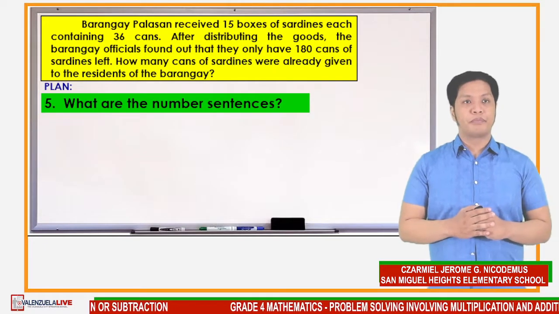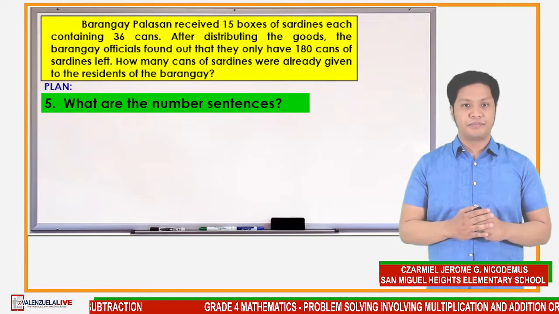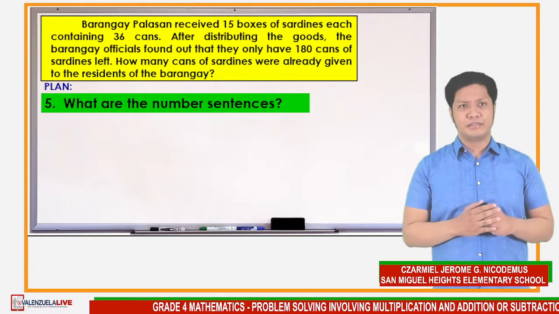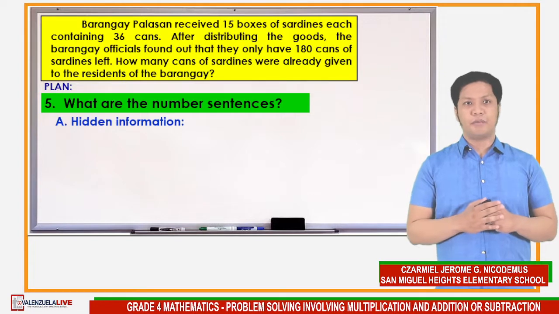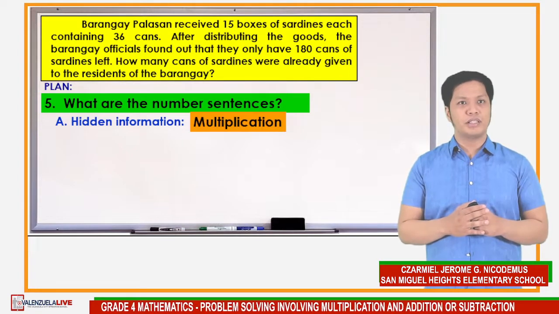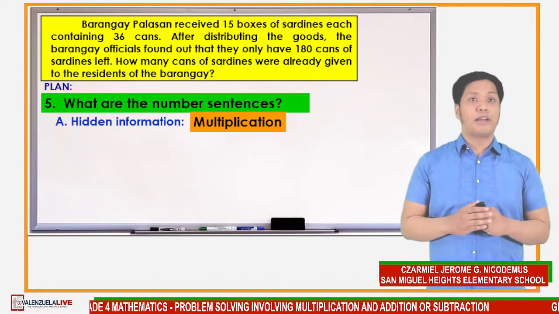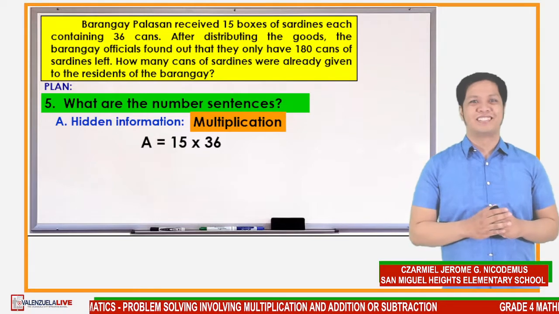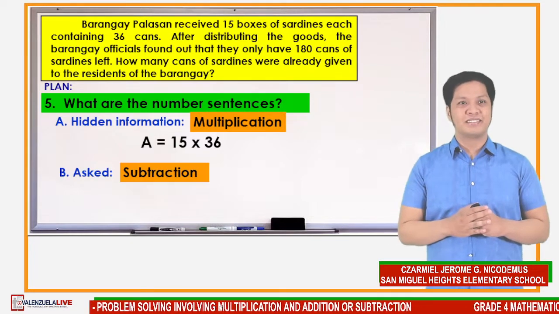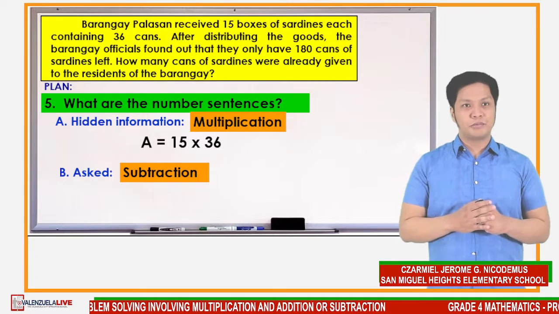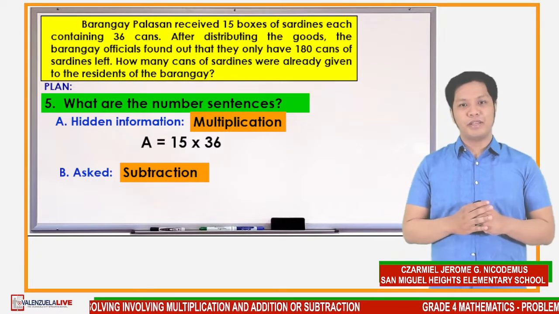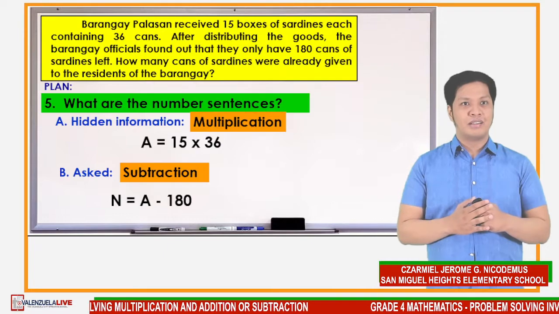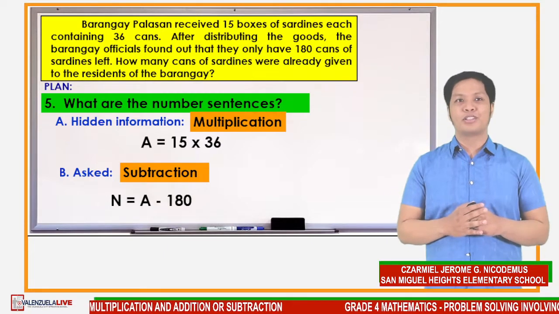For number 5, what are the number sentences? Now, let us use the information to answer what are the number sentences. For hidden information, our operation to be used is multiplication. So our number sentence will be A equals 15 times 36. For what is asked, the operation to be used is subtraction. So our number sentence will be N equals A minus 180.